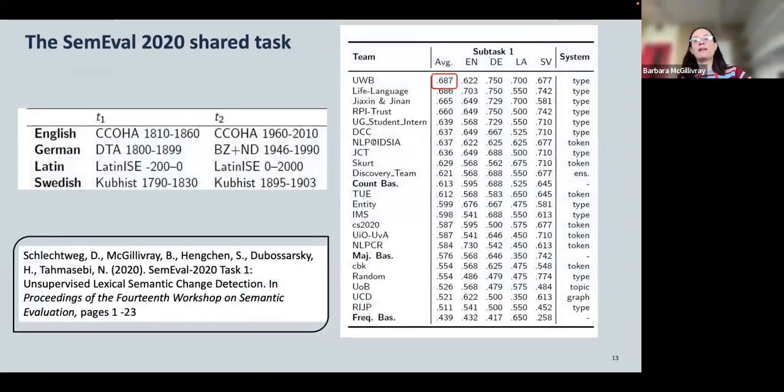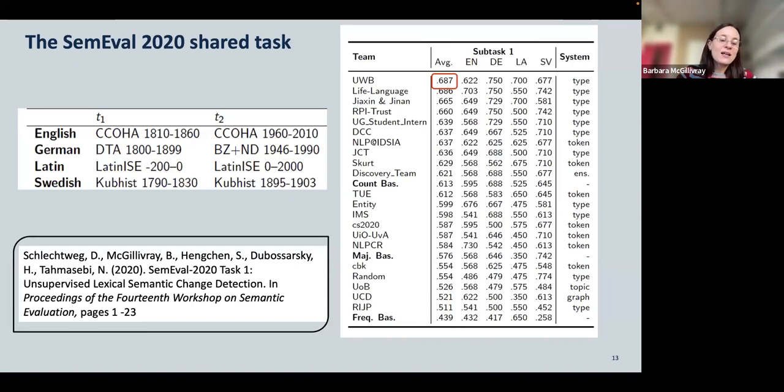We ran a competition in 2020 where we asked different teams participating in this competition to develop algorithms that would be evaluated against some so-called gold standard data sets.